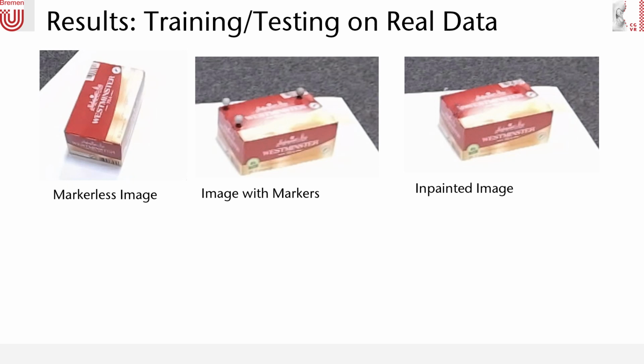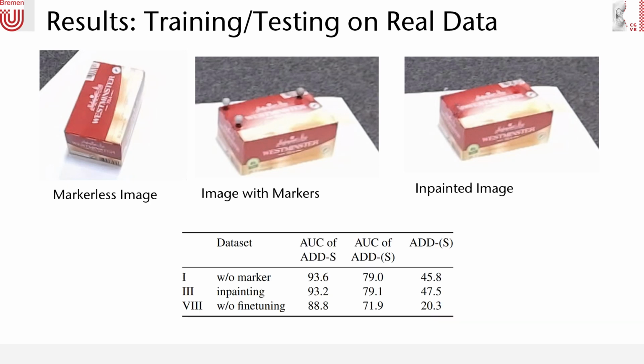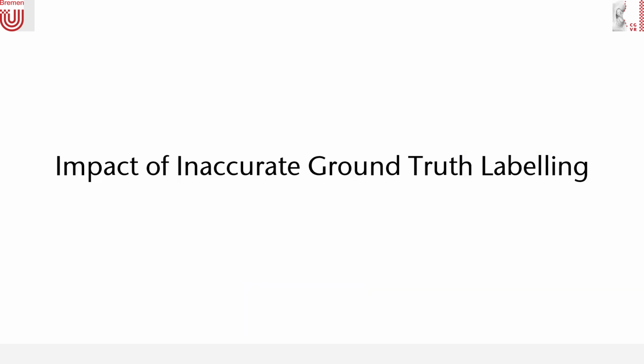To make sure that our results are also valid in the real world, we created real training data. On the left, you can see markerless images, which we manually annotated. In the middle, you can see images with markers, which we automatically annotated, and then using inpainting removed the markers. Taking a look at the table, you can see that the results between markerless images and inpainted images are again comparable. Let's take a look at our second research question.